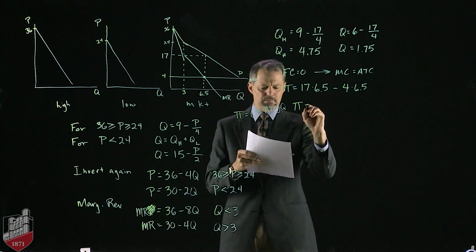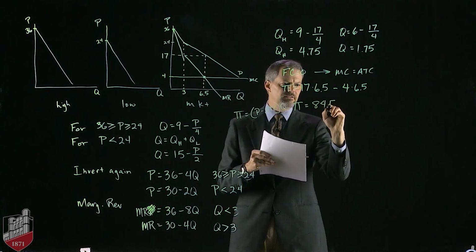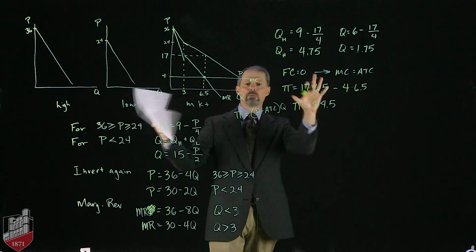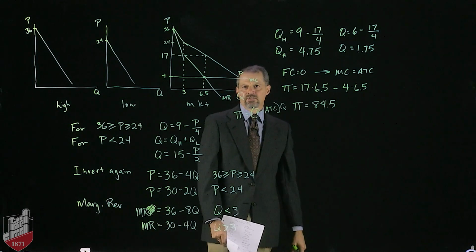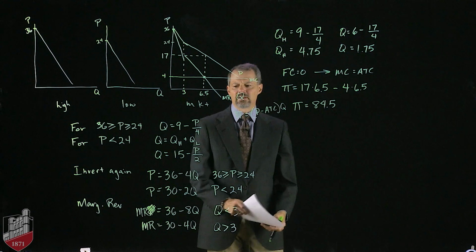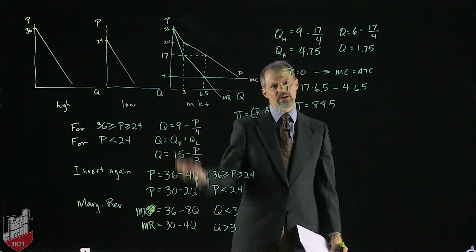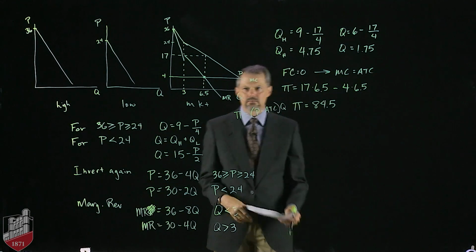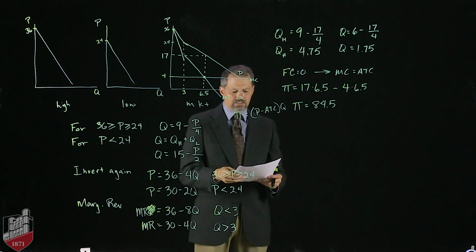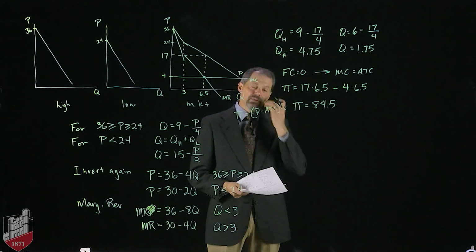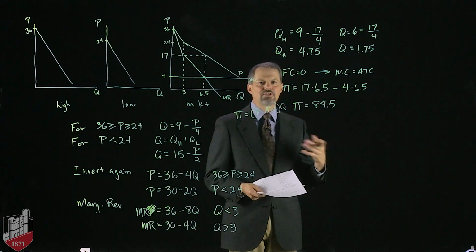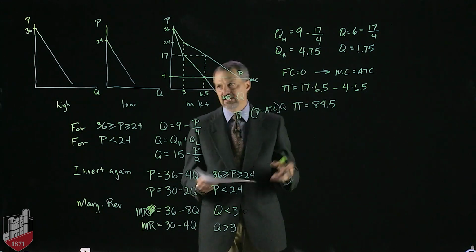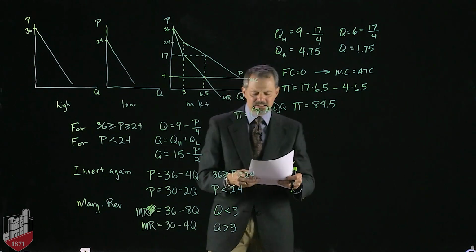Anyway, that comes up to $84.50. Single price monopoly. So it took a little while because we first had to come up with the market demand curve that was kind of a little bit weird, but no big deal. Now what we want to do is think about what happens if the firm engages in third degree price discrimination. So what if the firm is able to identify these two groups?